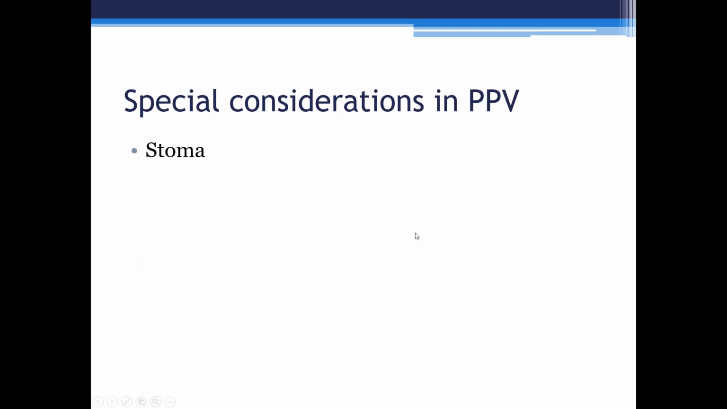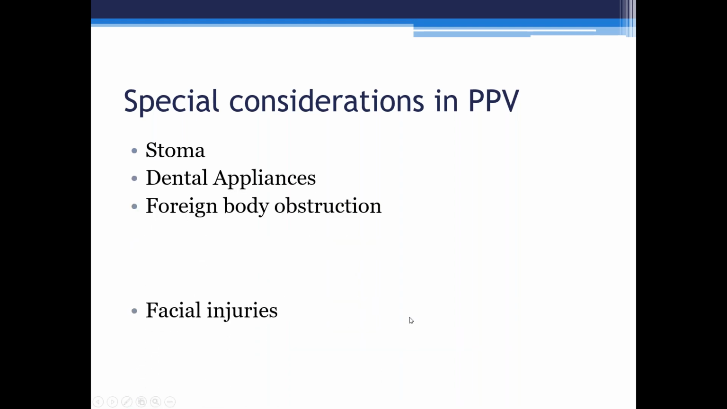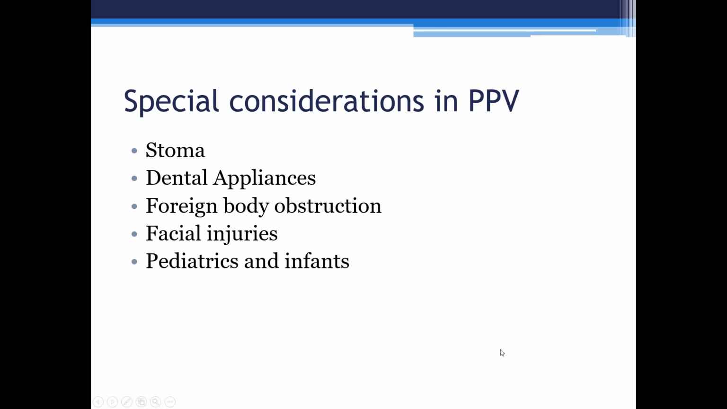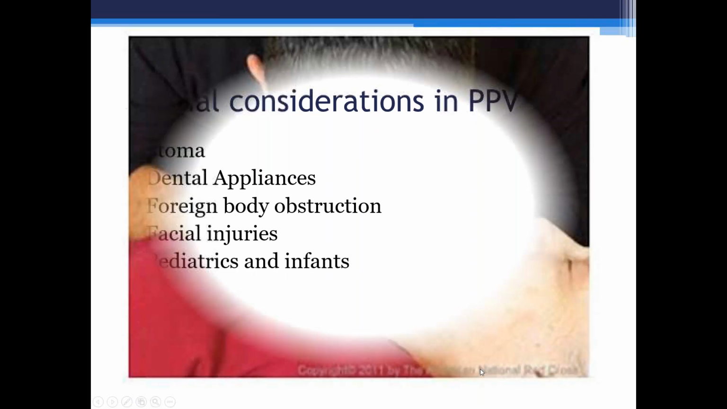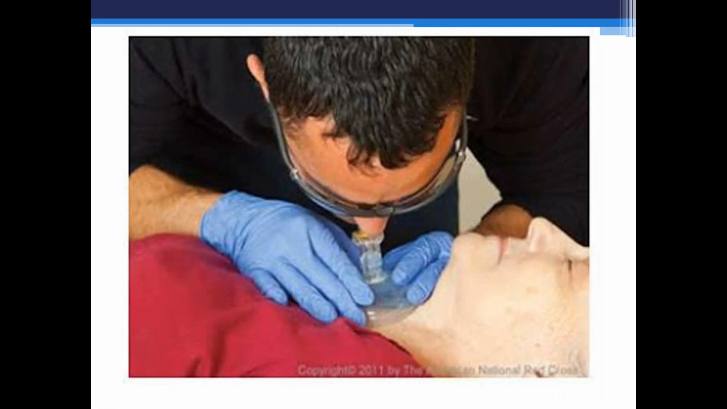Now, some special considerations when we are providing positive pressure ventilations: patients who have stomas, any type of dental appliances, foreign body obstructions, facial injuries, or peds and infants. When we're providing positive pressure ventilations to somebody who's got a stoma, that stoma is going to be an entry piece into their cricoid-thyroid membrane, or into their neck. So our smokers or other patients who have some type of upper respiratory disease, we could see this.